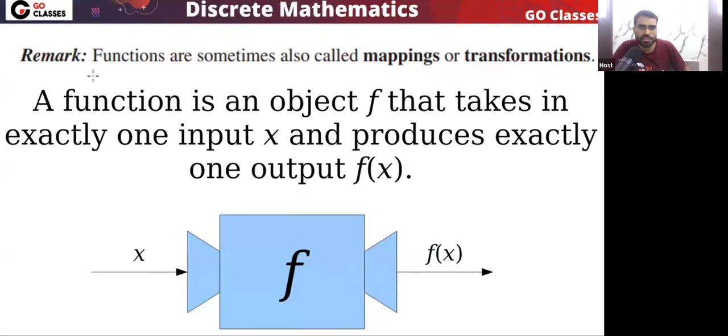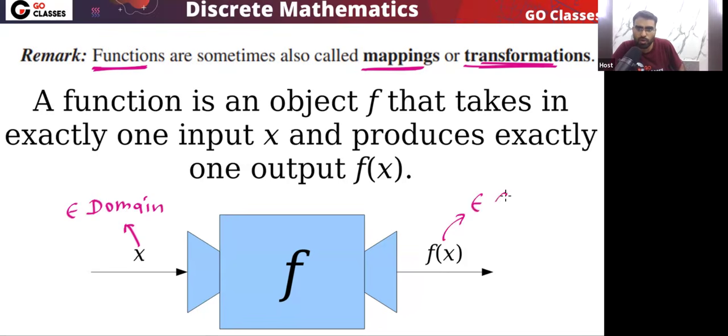Now let's move on. We have already seen that functions are also called mapping. They are also called transformations, because in this function, if I give the input x, then the output will be f of x. This input x belongs to the domain, and this output belongs to the codomain.